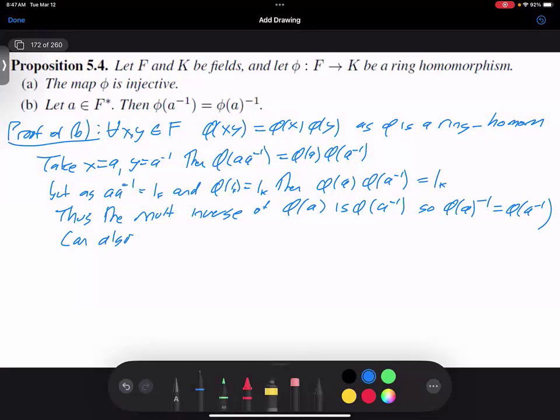You can also show, what do you think the inverse of phi of A inverse would be? The inverse of phi of the inverse of A is just phi of A. Right? We've just shown that. If you take the inverse of the inverse, what do you get? You get back to where you started. So that's B. So now we have to prove A.